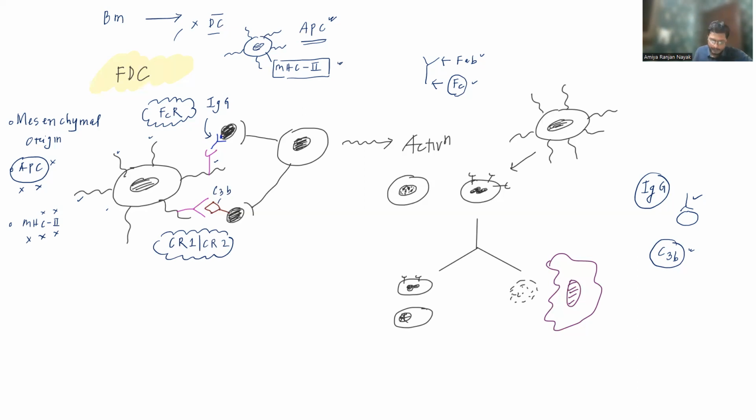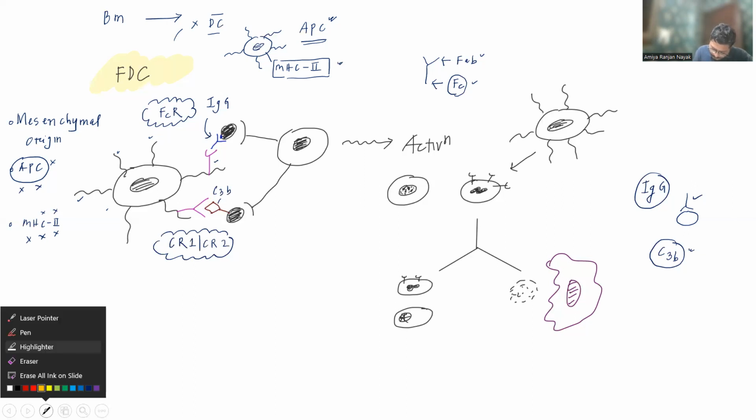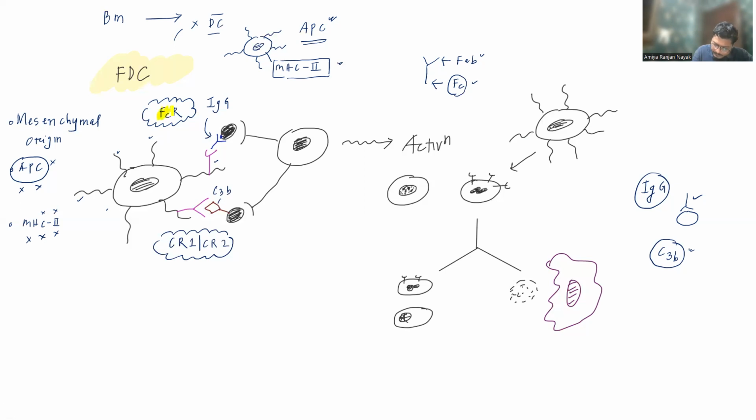So follicular dendritic cells will express this FC receptor for the immunoglobulins and the complement receptors. They will not process the antigen and present it on the surface, unlike the classical dendritic cell. The classical dendritic cell can process the antigen and can present the antigen on the surface to various lymphocytes. But follicular dendritic cells will not process the antigens. They can only hold those antigens which are bound to the opsonins like immunoglobulin G and C3b.